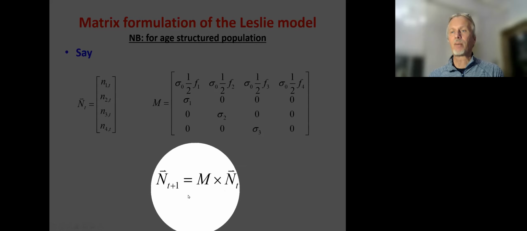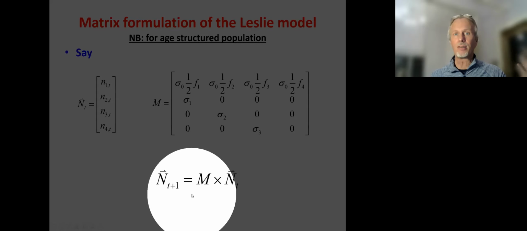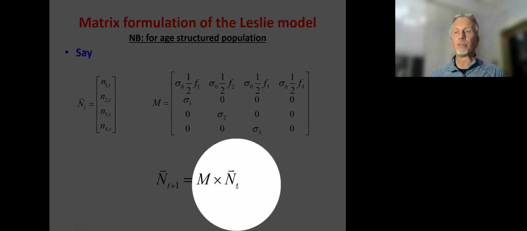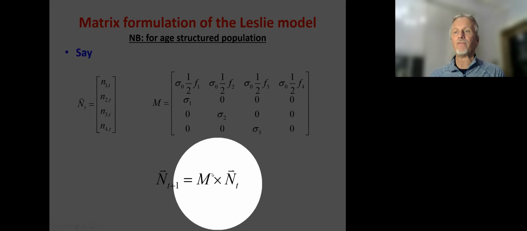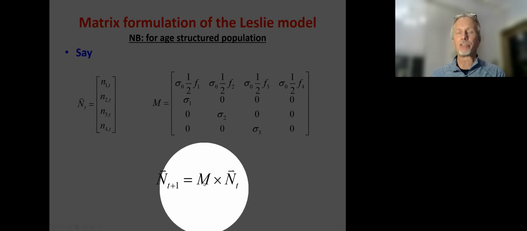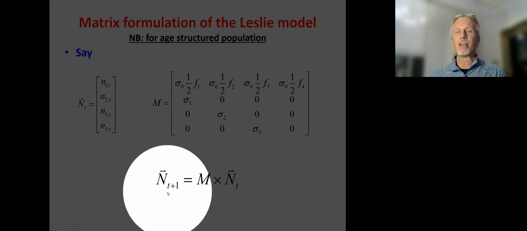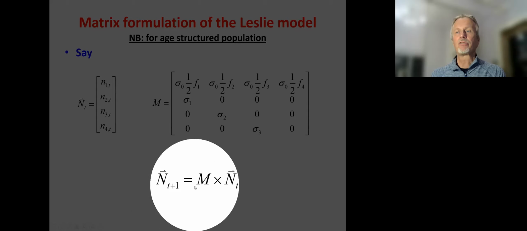And then I can represent the old model that we saw before, sometimes with a lot of equations, in a super synthetic form. I have the vector of the number of individuals at different ages at time t, multiplied by the transition matrix, the Leslie matrix, to provide the number of individuals in each age class at time t plus 1. And I'm sure you appreciate that this is a really synthetic form.